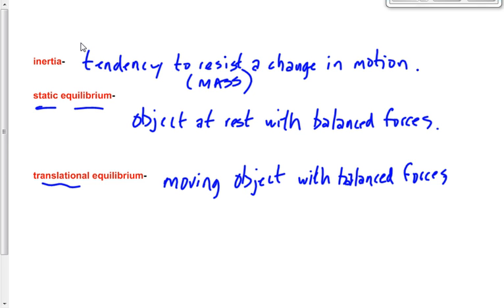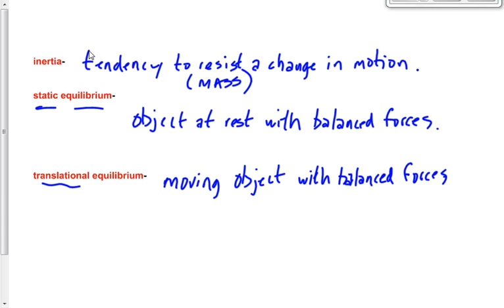If it's at rest and the forces are balanced, it's going to stay at rest. If it's moving and the forces are balanced, it's going to stay moving at the same speed in a straight line until one of the forces aren't balanced anymore. The only way you get a car to stop is if you upset that translational equilibrium, if you take one of the forces and make it not balanced. If one of the forces is bigger than the other ones, that's when it stops.